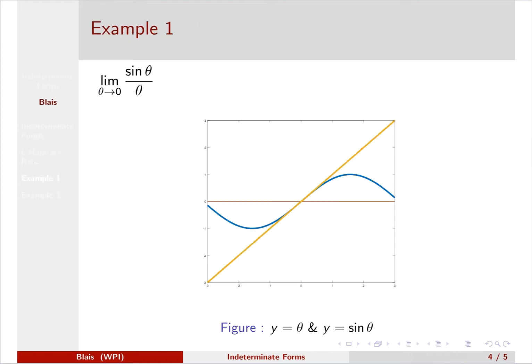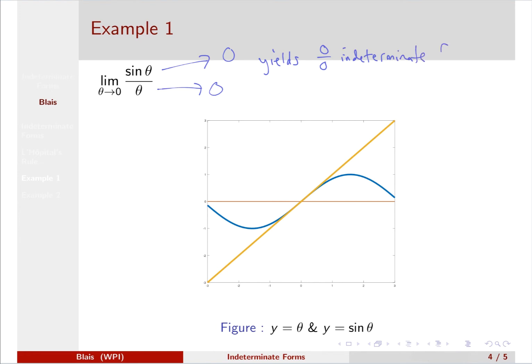So a classical example for use of L'Hopital's rule is the limit as theta goes to 0 of sine of theta over theta. And we can actually see, if we try to directly evaluate this, sine of theta as theta goes to 0, that's approaching 0. And of course, theta going to 0 means the denominator is going to 0. So we say this yields 0 over 0 indeterminate form.